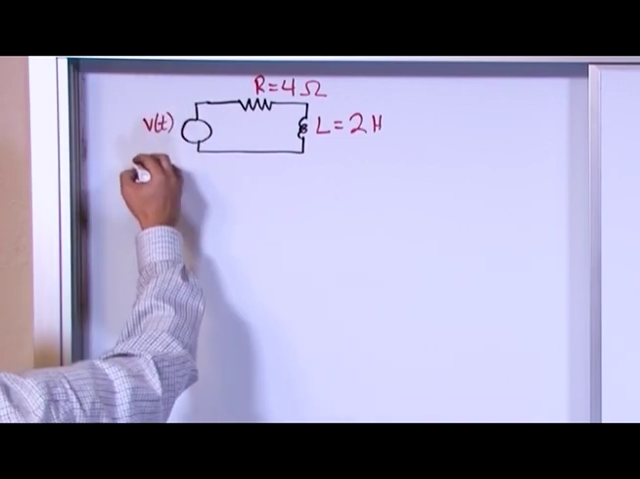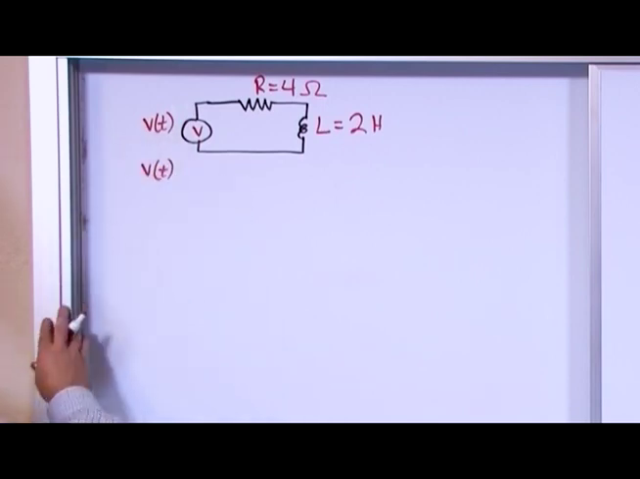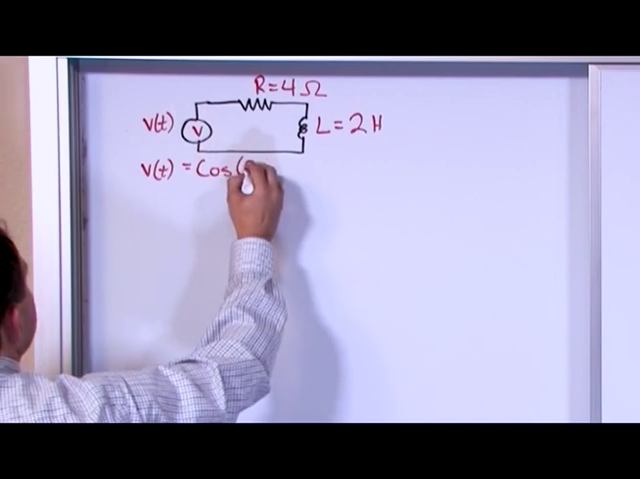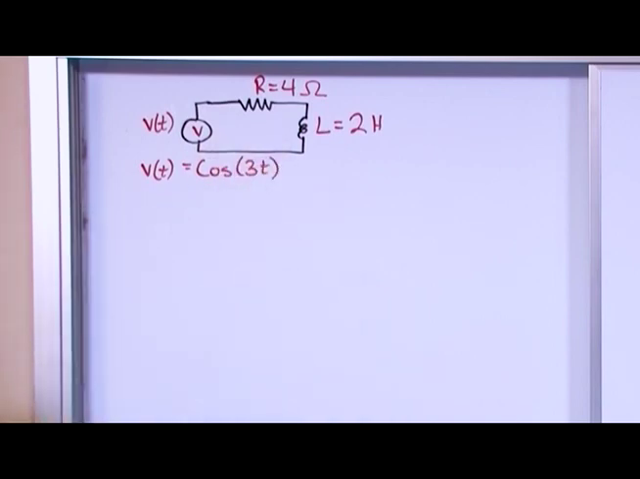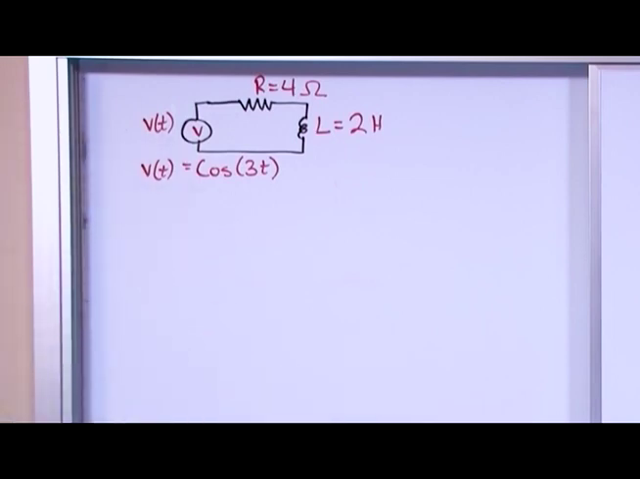But in this case, we're going to say that this voltage here, V, is actually going to change with time. And it's going to be a cosine of 3t. So that's a very, very important change. It's a little innocuous looking change, but it'll actually have a pretty large impact later on.